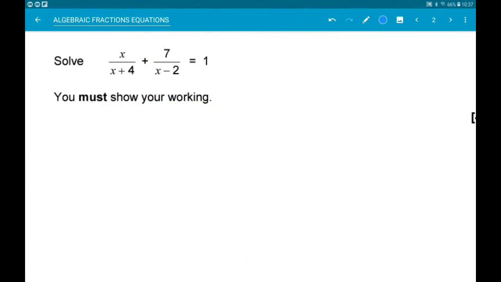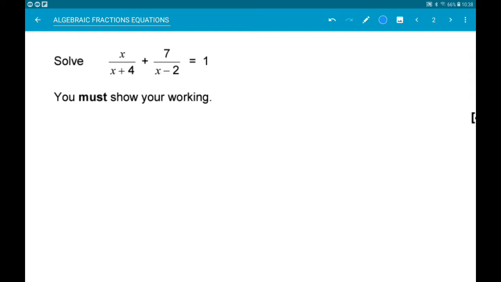Okay then, first up, for 4 marks, we want to solve x over x add 4 and 7 over x minus 2 equals 1. So, there are a couple ways we can do this. Either convert each fraction into a common denominator, or multiply through by each denominator separately. That's the way I'm going to do these, because I think it's probably easier to follow.